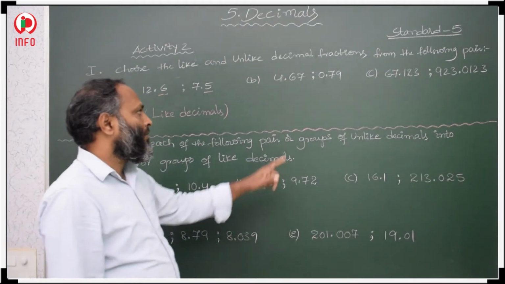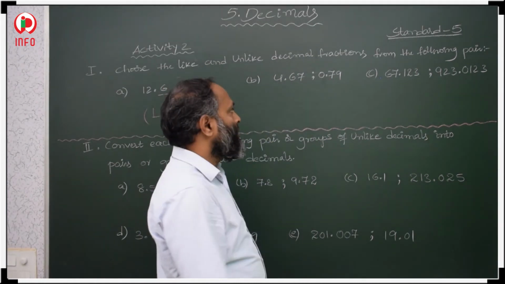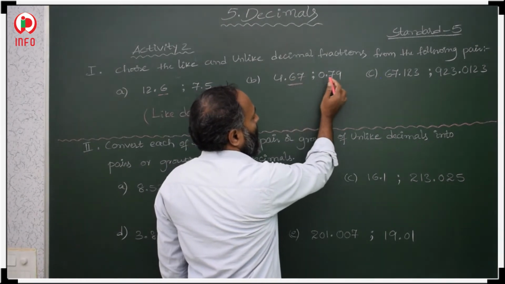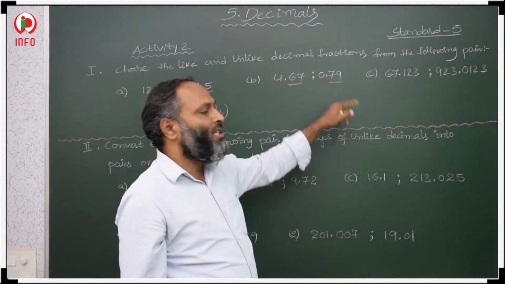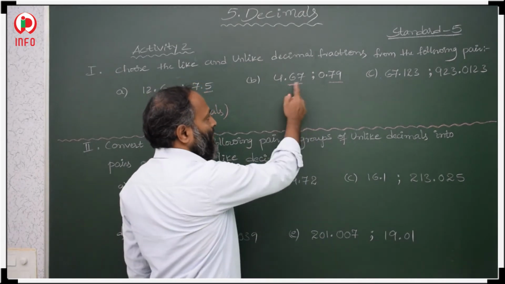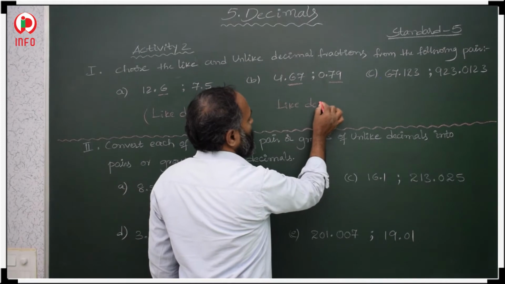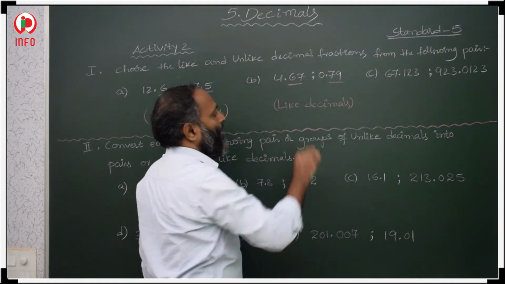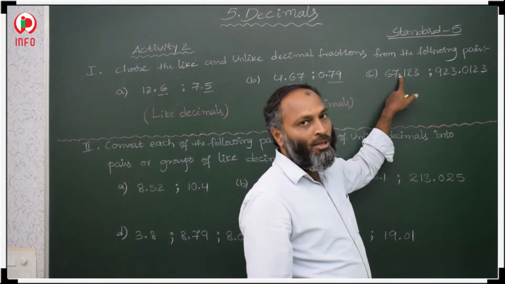In the second question, 4.67 and 0.79. After the decimal, how many decimal places are there? 1, 2. After the decimal, how many decimal places are there? 1, 2. 2 decimal places and 2 decimal places. So equal numbers of decimal places are there. So these two are like decimals.